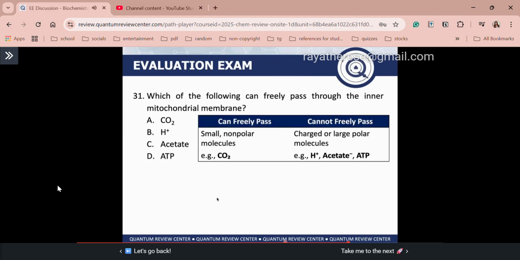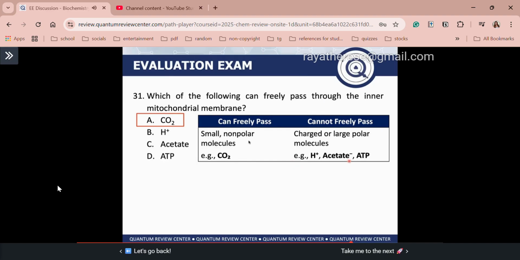Class, here is our summary. Those that can freely pass are the small and nonpolar molecules because they have a favorable interaction with your lipid bilayer. So for instance, we have your carbon dioxide. Also, yan yung answer for 31. Yes po. Okay? So those that cannot freely pass and need your transport protein and respective shuttles are your charged or large polar molecules such as your proton, your acetate, and ATP. Diba?